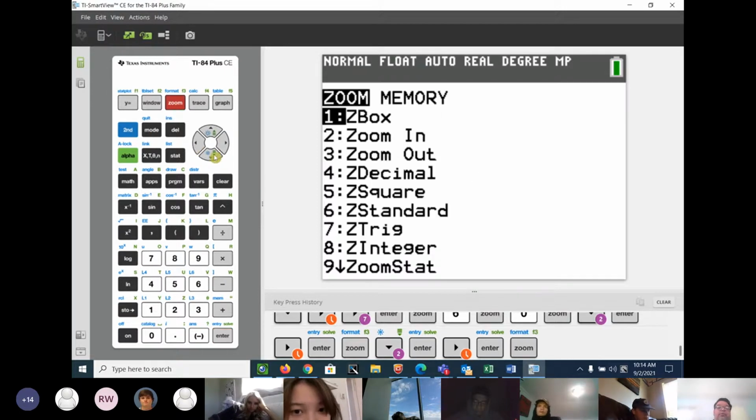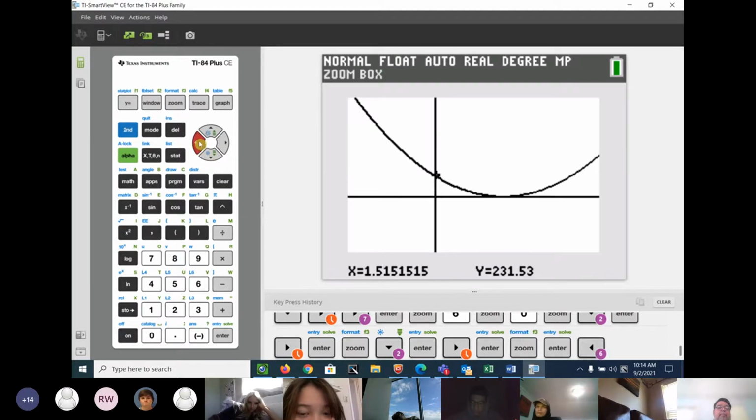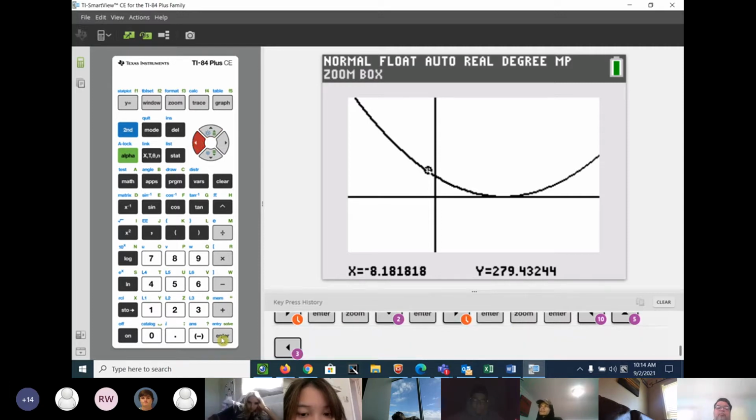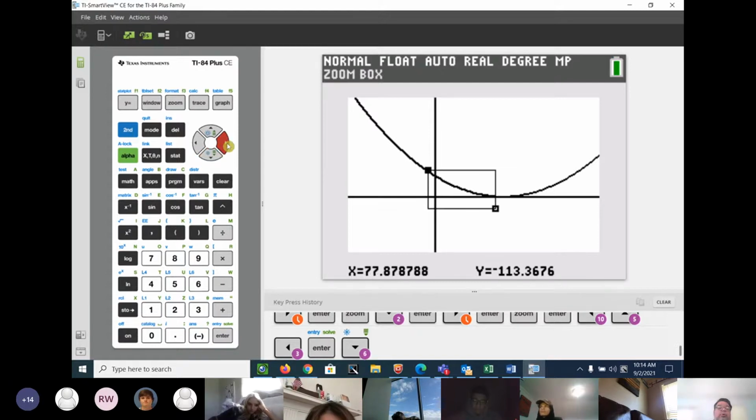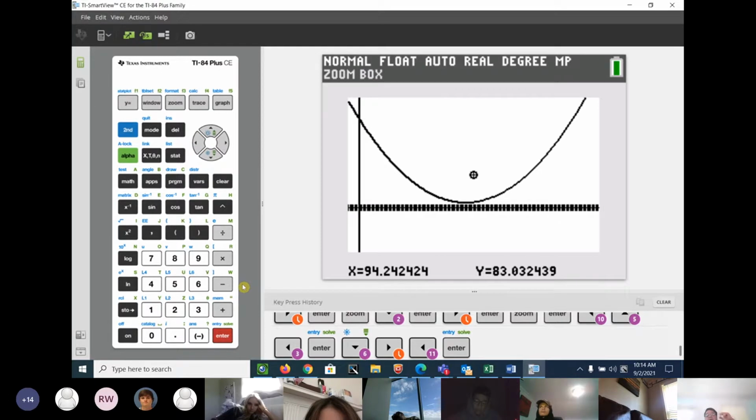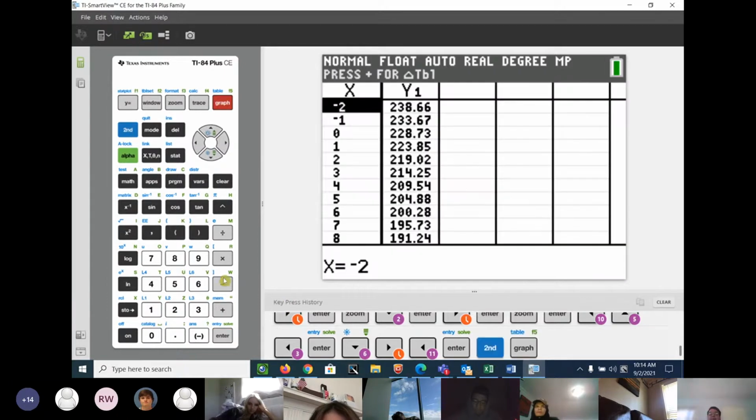So let's do a zoom box. And I'm going to include the y-intercept. Enter. And I'm going to include a little bit past the x-intercept. And again, to me, that looks a whole lot better than what we were dealing with. And you can hit second table and find whatever values you want. And that's probably what they're going to ask next. So let's see what they ask next.